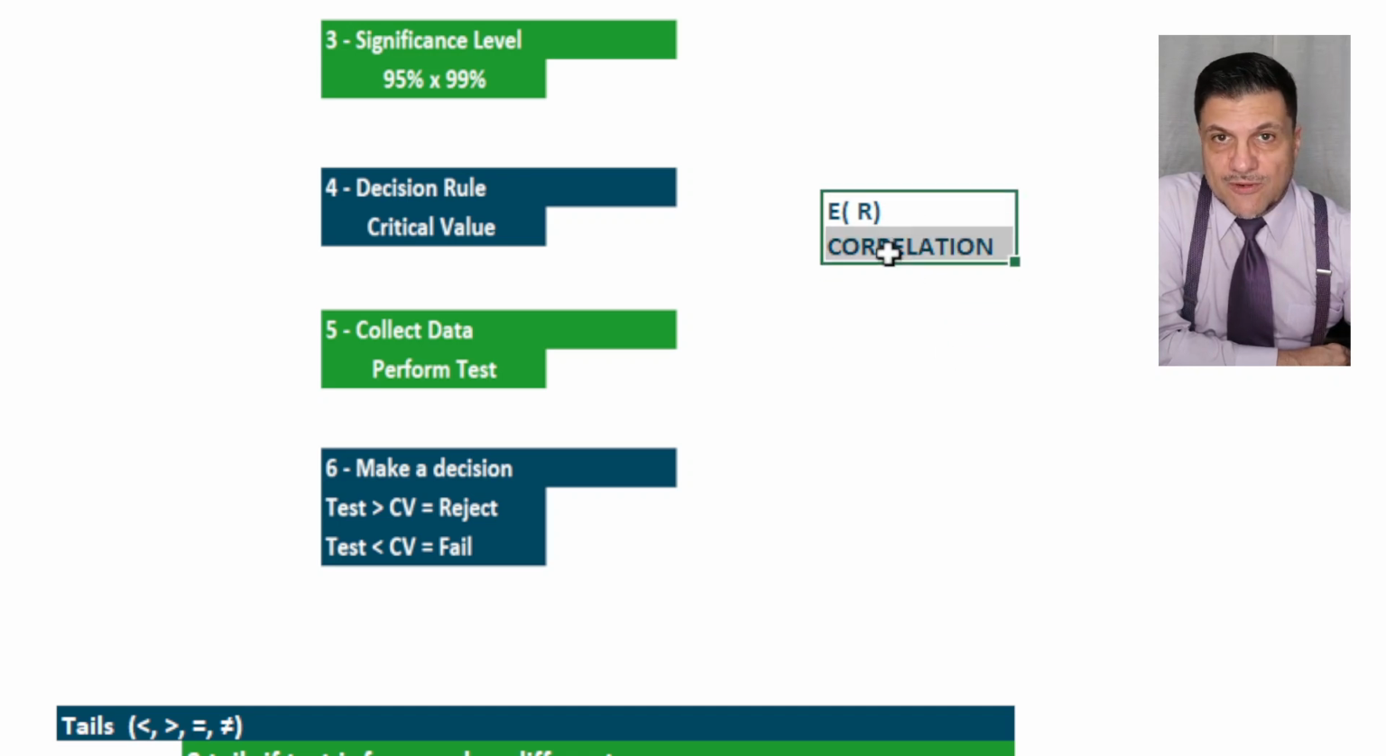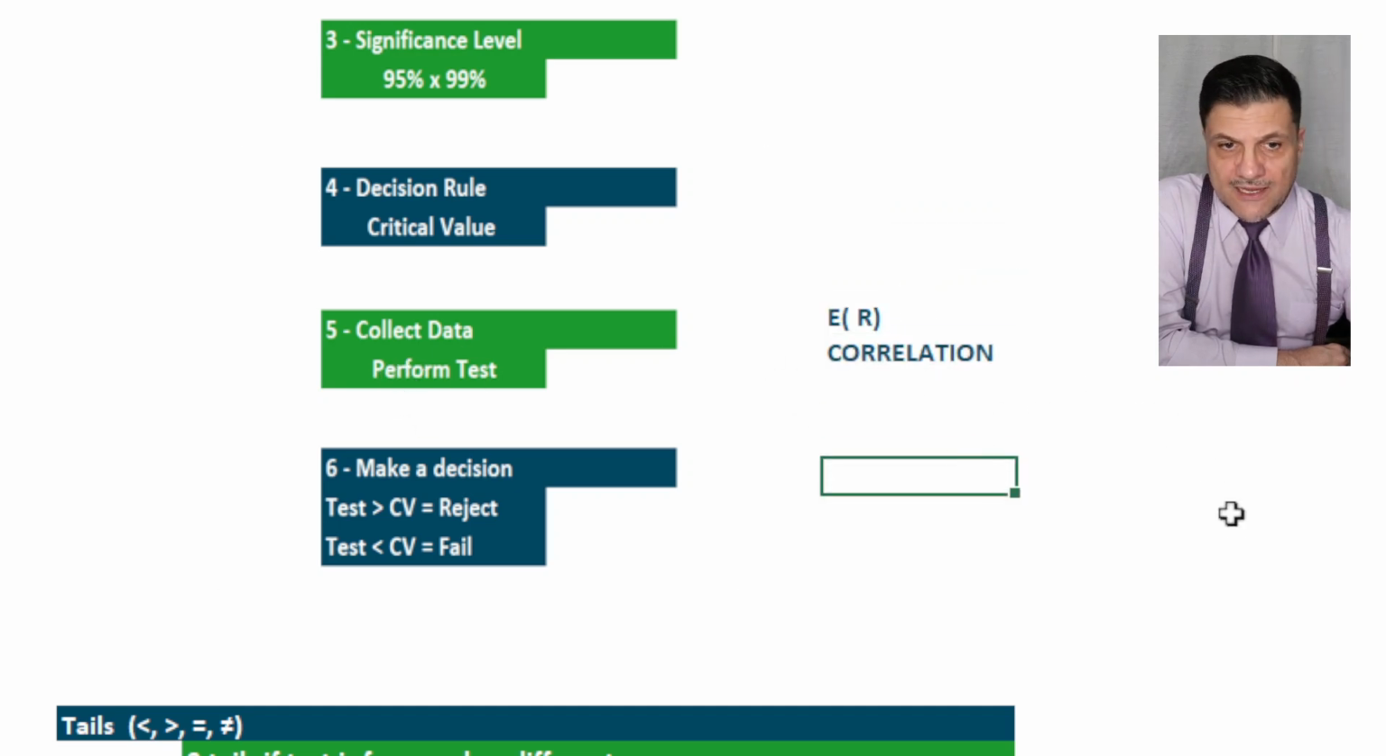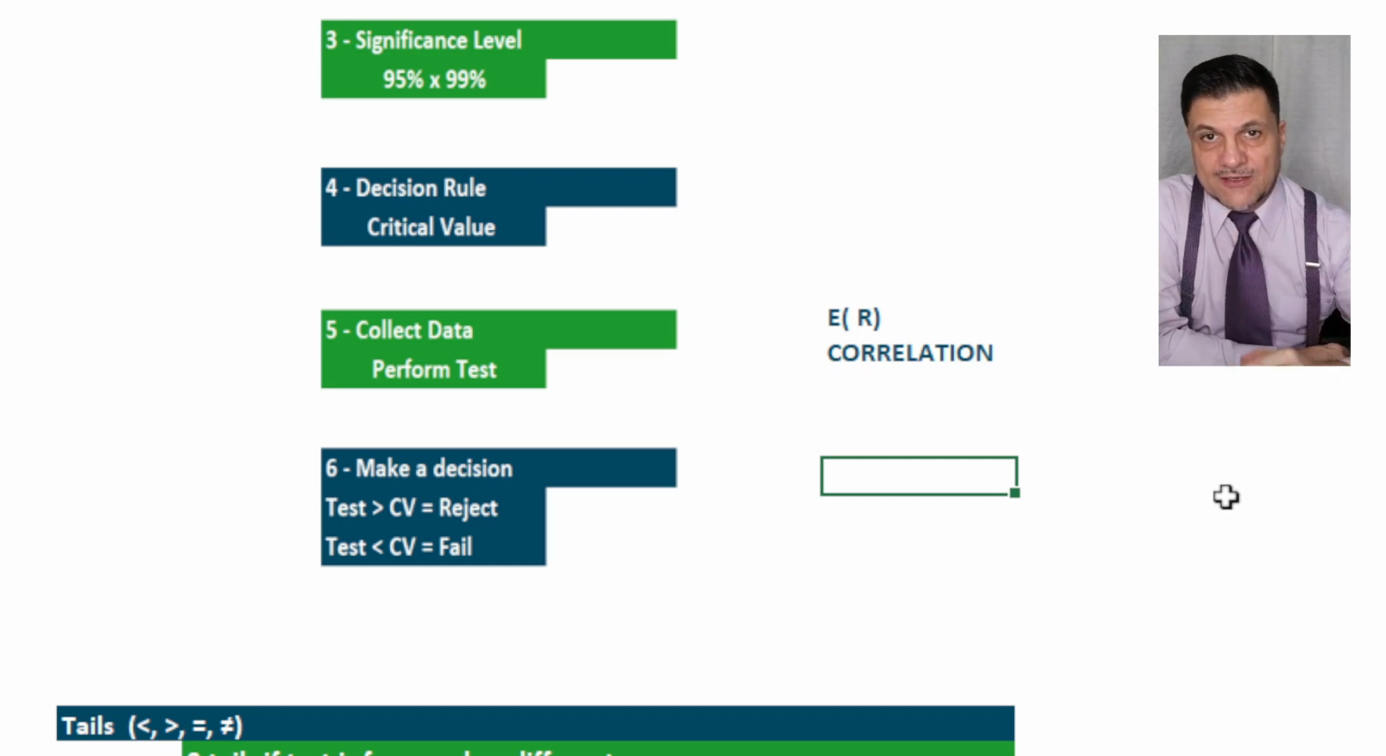So for those two, hypothesis testing for expected values or hypothesis testing for correlation, I think you should memorize the test, how to perform the test on step 5 here, which I'm going to show you further down on my notes.